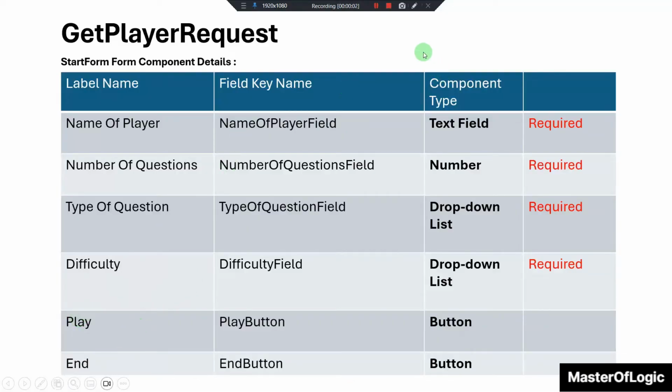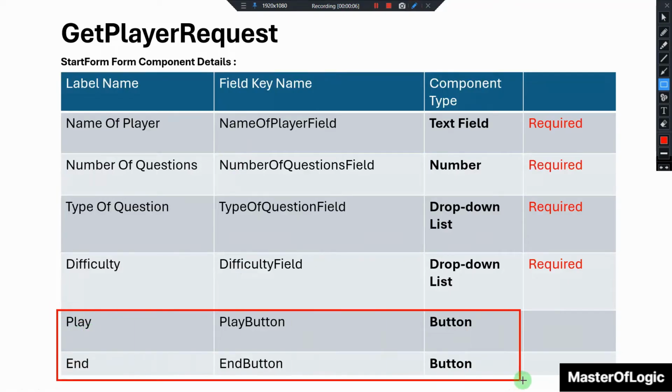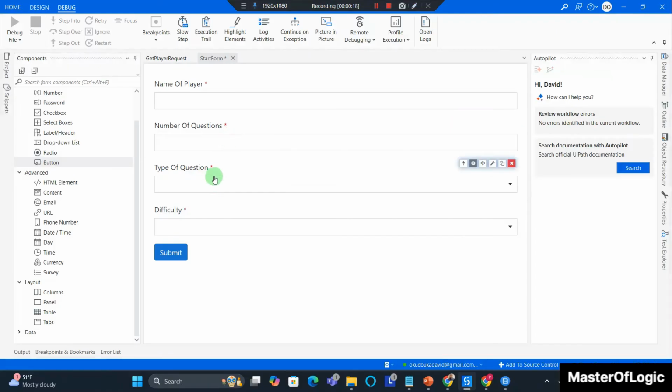So the next field you would love to add is going to be your buttons. So we're going to be adding the play and end button, and they're going to be of the button components type. So let's go back to a form and add this. So back to a form, we already have a button called submit. So we're going to edit the button. So click on the J icon with edit.